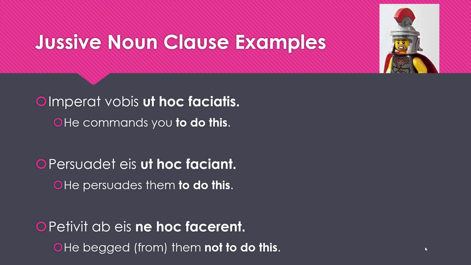And then the last one here, petivit ab eis ne hoc facerent. So I gave you two present examples. Here's an imperfect subjunctive example. He begged from them, or he just begged them. Latin was going to say something like he begged from them, but we wouldn't say that. We would just say he begged them not to do this. And again, just use the word not and then translate it like the other ones. So some simple examples, but it doesn't need to be more complicated than that.